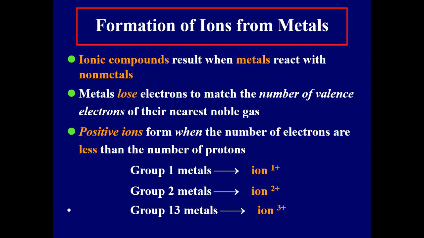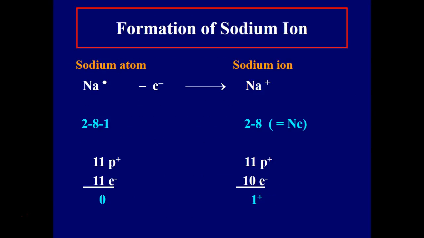Positive ions are formed when the number of electrons is less than the number of protons. Group 1 metals have a +1 charge, Group 2 have a +2 charge, and Group 3 have a +3 charge. So if we look at an example in the formation of sodium, we have a sodium atom. Notice it has one valence electron, so it's going to lose that one electron, becoming a positive ion, +1. Its full shell would be 2 electrons in the first shell, 8 in the second shell, and sodium has 3 shells, so it has 1 in that last shell.